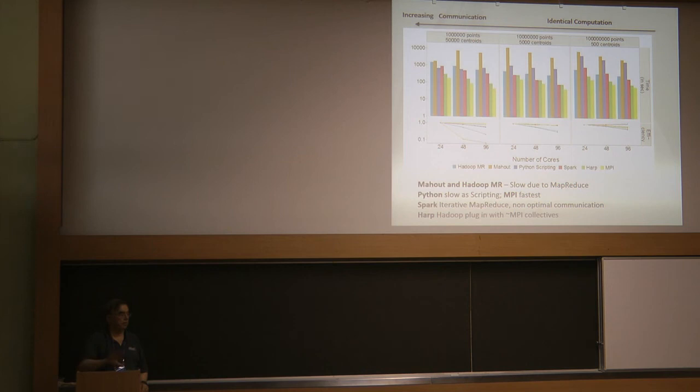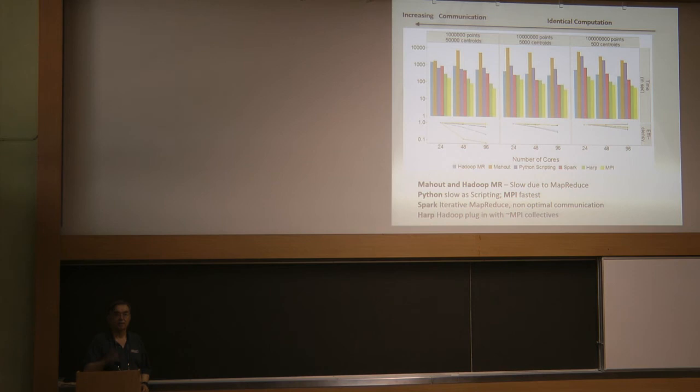with k-means it is very difficult to do better than MPI, because k-means is dominated by broadcasts, and we know MPI has very good broadcasts in it. HARP gets nearly to MPI and probably will be equal to MPI when optimized. Things like Spark, although it's a very famous iterative MapReduce, are never going to perform as well as MPI or HARP, because it has the wrong communication primitives.